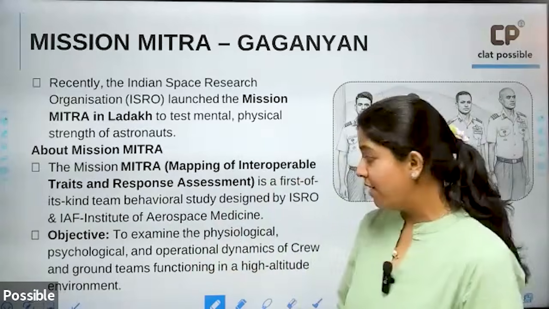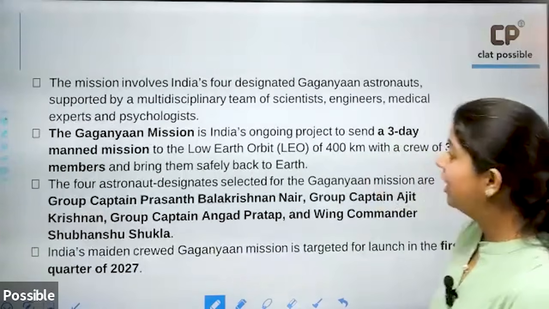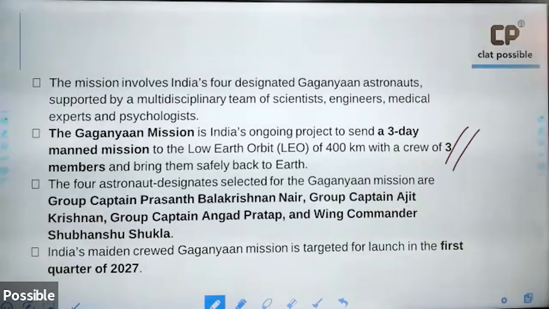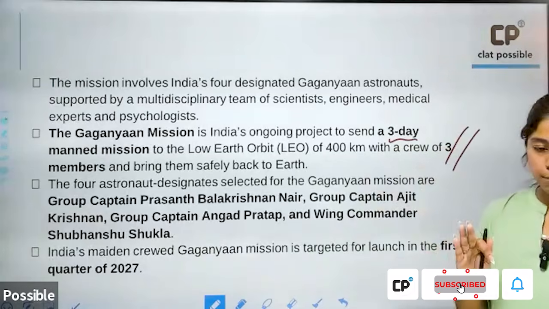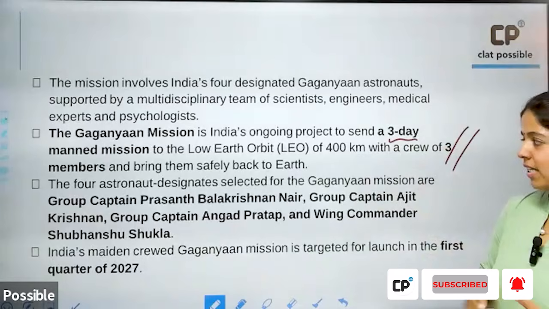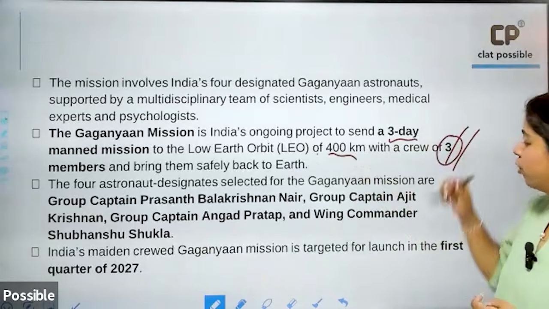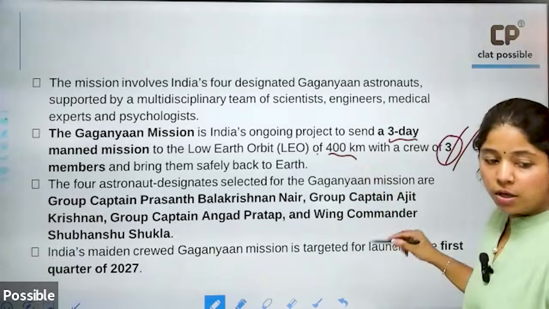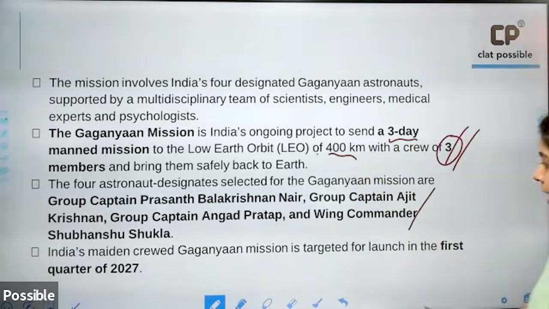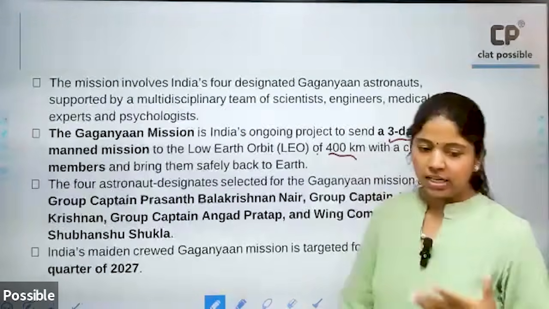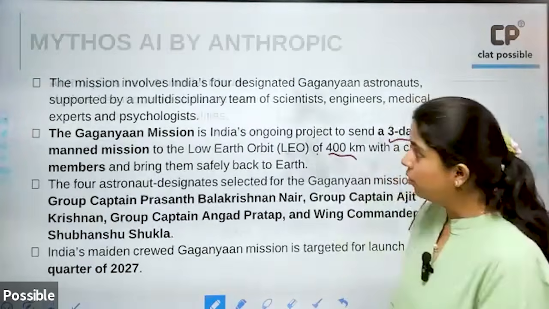The Gaganyaan mission is very, very important this year because it is India's first manned mission to space, under which we seek to send a 3-day mission to the International Space Station, which is 400 kilometers above the surface of the Earth. A total of 3 people would be sent. 4 people are selected and 3 will be sent for this. The first quarter of 2027 is what India is targeting to send the Gaganyaan mission to space.